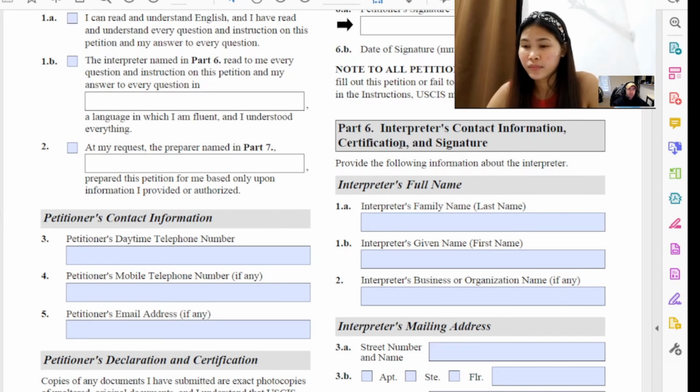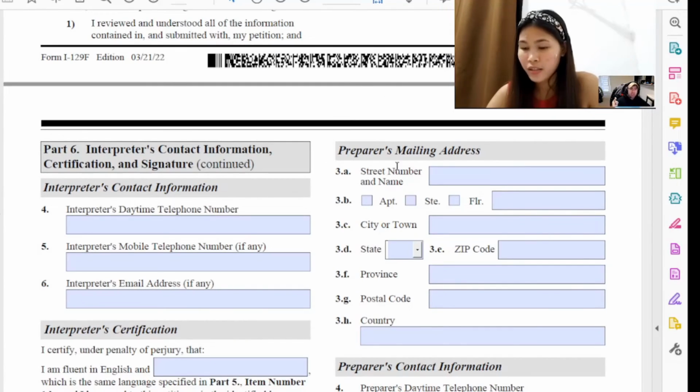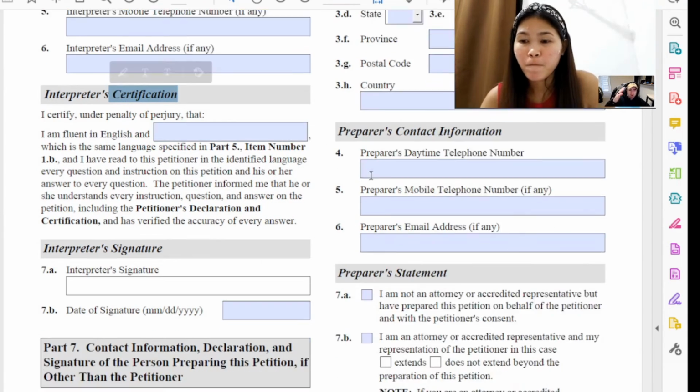Interpreters, contact information. So basically everything down from this point is NA. We did not use a preparer, no interpreter. All of this is NA.